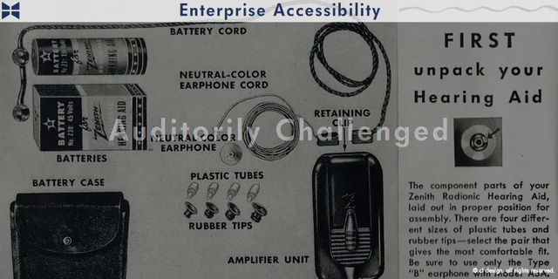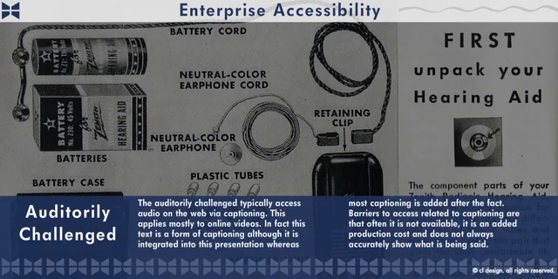Auditorily challenged. The auditorily challenged typically access audio on the web via captioning. This applies mostly to online videos. In fact, this text is a form of captioning, although it is integrated into this presentation, whereas most captioning is added after the fact. Barriers to access related to captioning are that often it is not available. It is an added production cost and does not always accurately show what is being said.